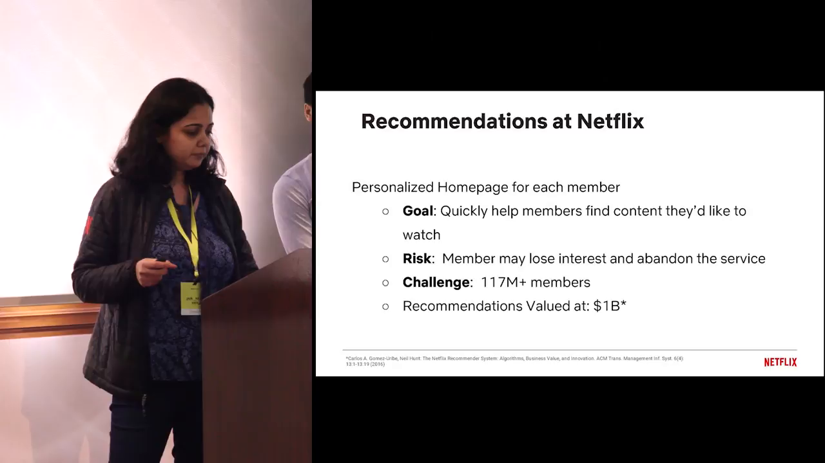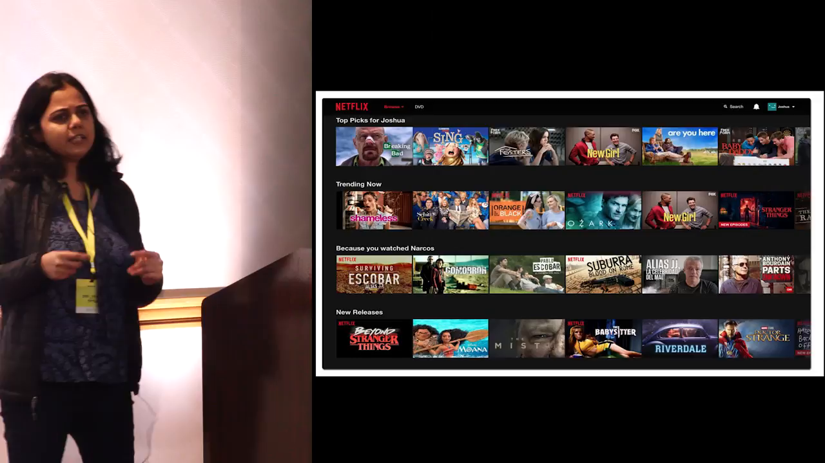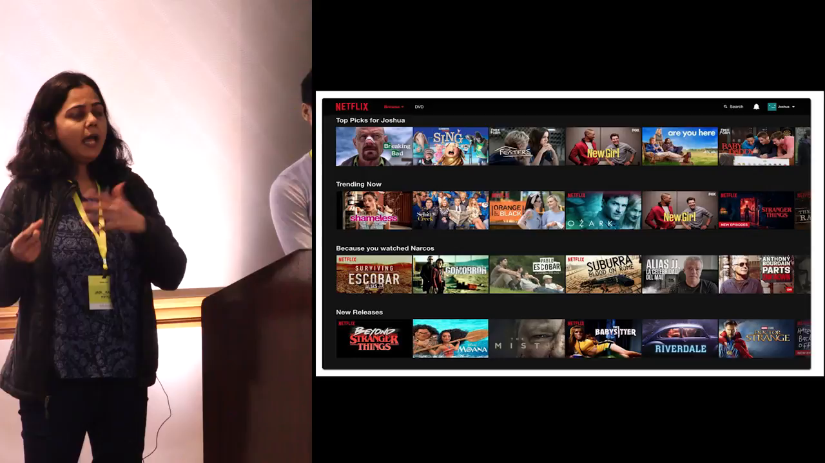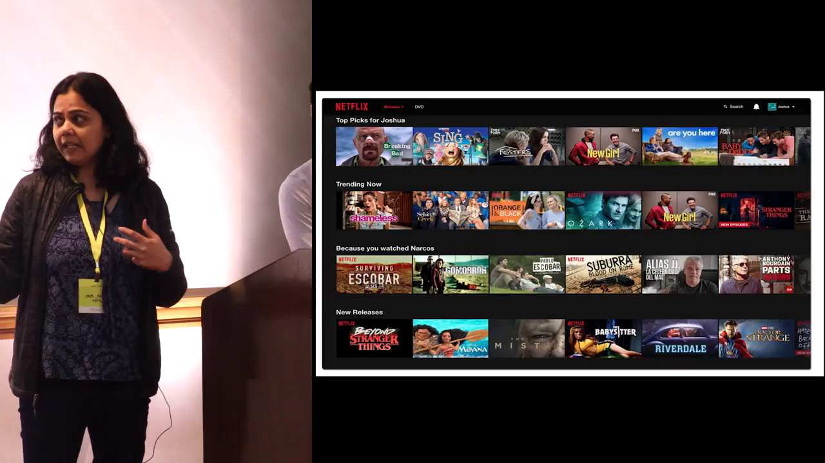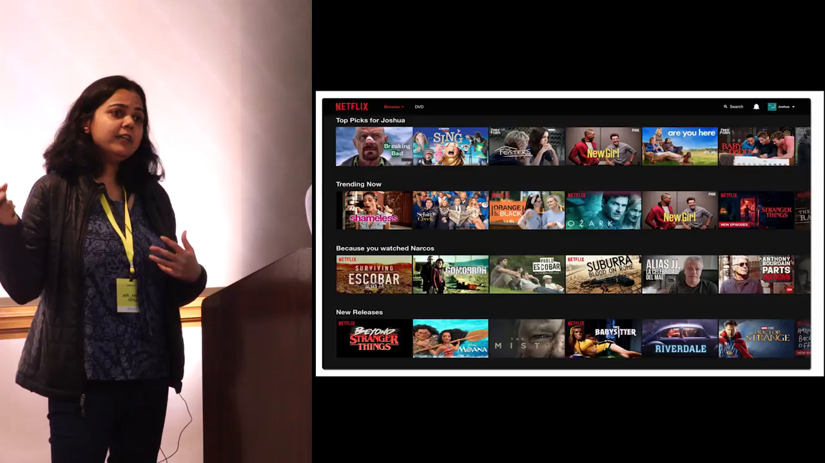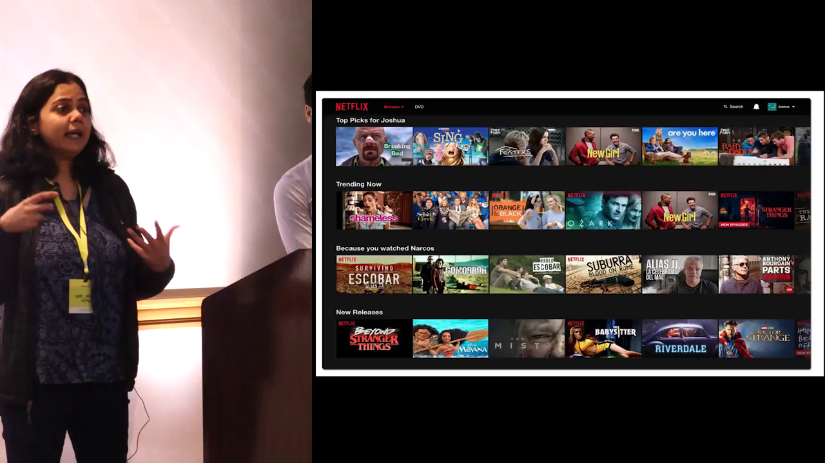So the Netflix homepage consists of a variety of algorithms defined for various different objectives. A few examples of the algorithms are top picks, trending now, because you watched, new releases, search, and even artwork personalization. So in artwork personalization, we try to present to you the right image for the right title.